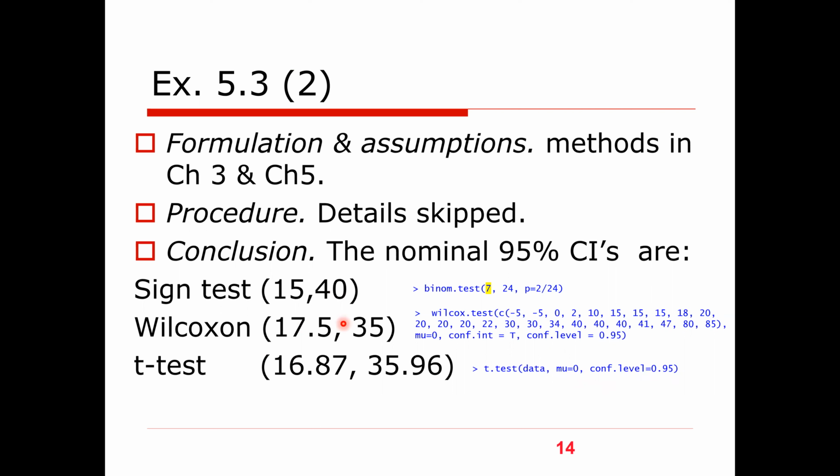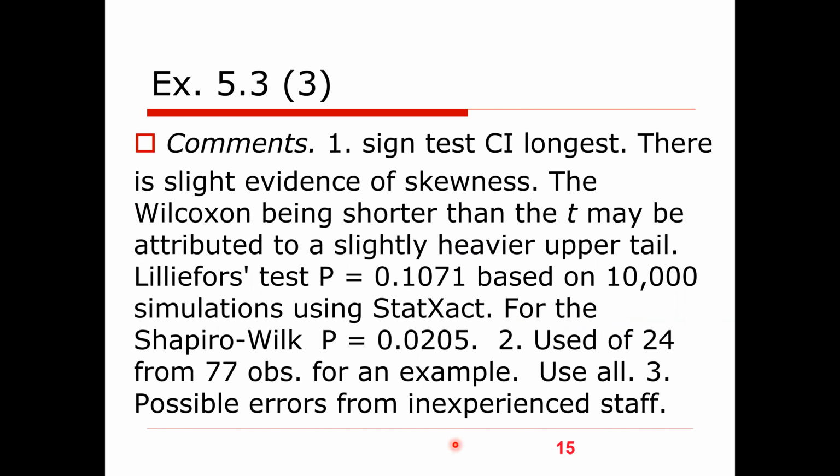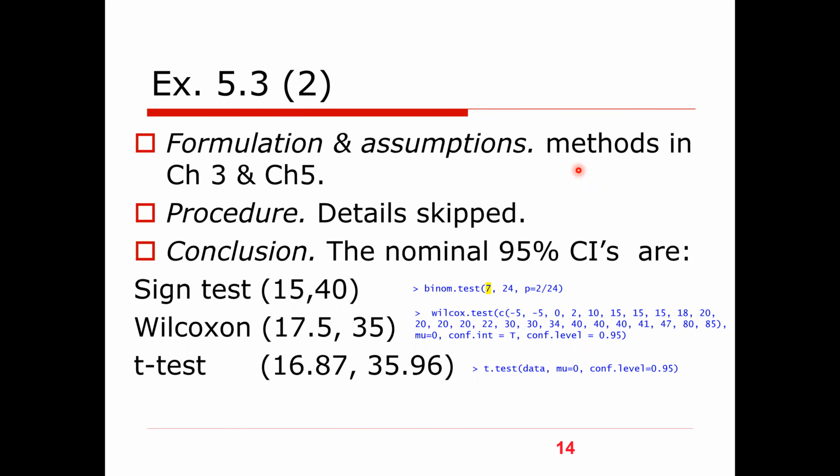So we use 3 different methods and get 3 different confidence intervals, and they're relatively close, but still we may observe some discrepancies here. Why is that? So let's interpret these differences here. We see that the sign test returns the longest confidence interval, right? And that's because there is a slight skewness. Where is the slight skewness?